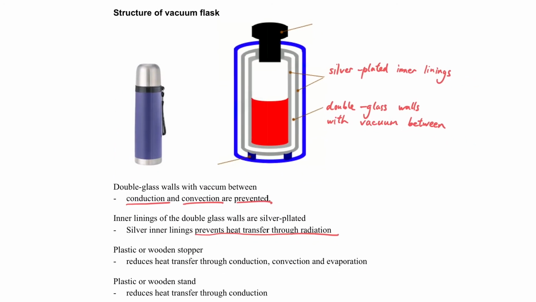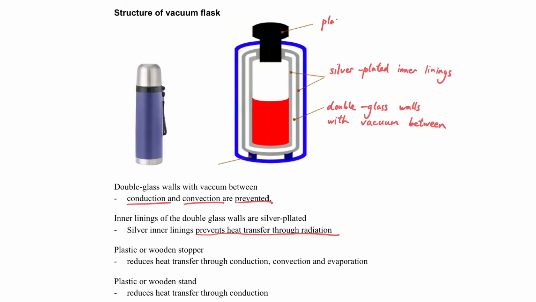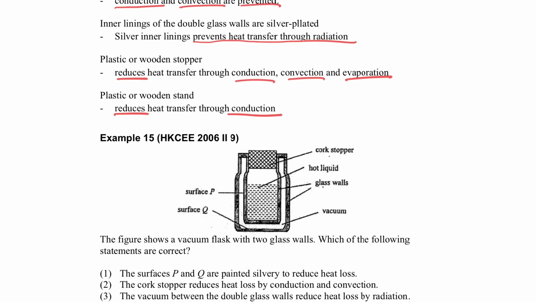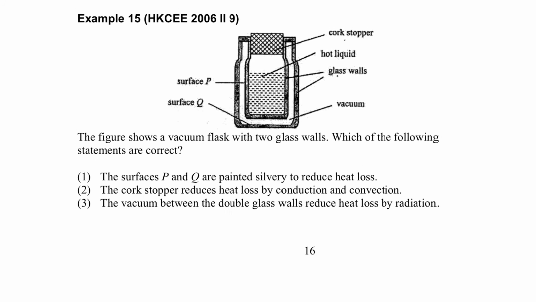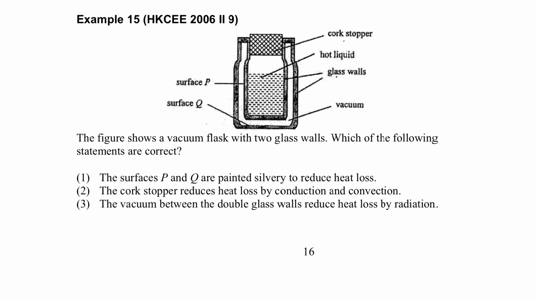And then we will add the stopper on the top, made of plastic or wood, which can also reduce the heat transfer through conduction, convection, and even evaporation. The last is the plastic or wooden stand at the bottom, so that the inner lining will not touch the outside of the vacuum flask, so that the heat transfer by conduction can also be reduced.